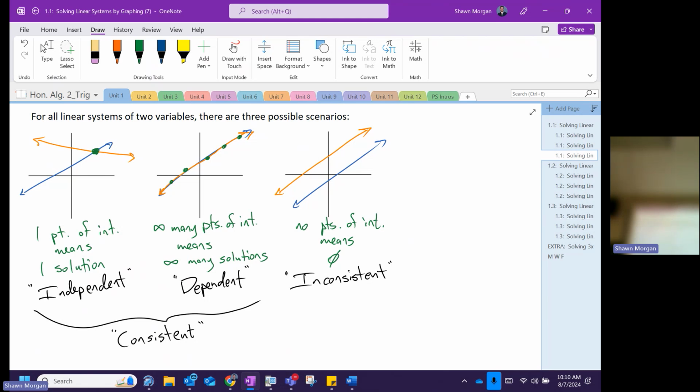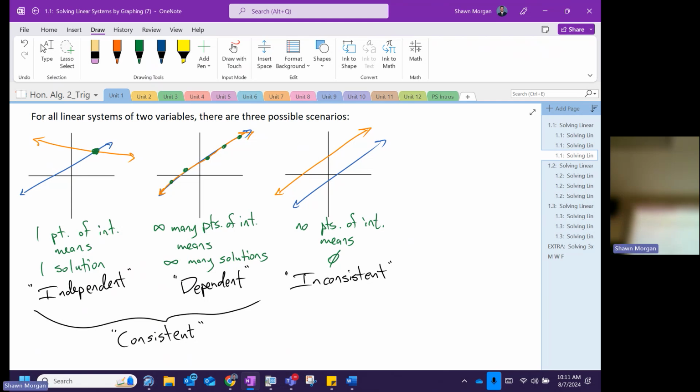Okay? Both of these are technically consistent because you can find a solution. The dependent one has infinitely many, so it's more in line with that. What's something that you know about parallel lines? They will never cross. Besides the fact they never cross, is there something that you might know about their equations, perhaps?